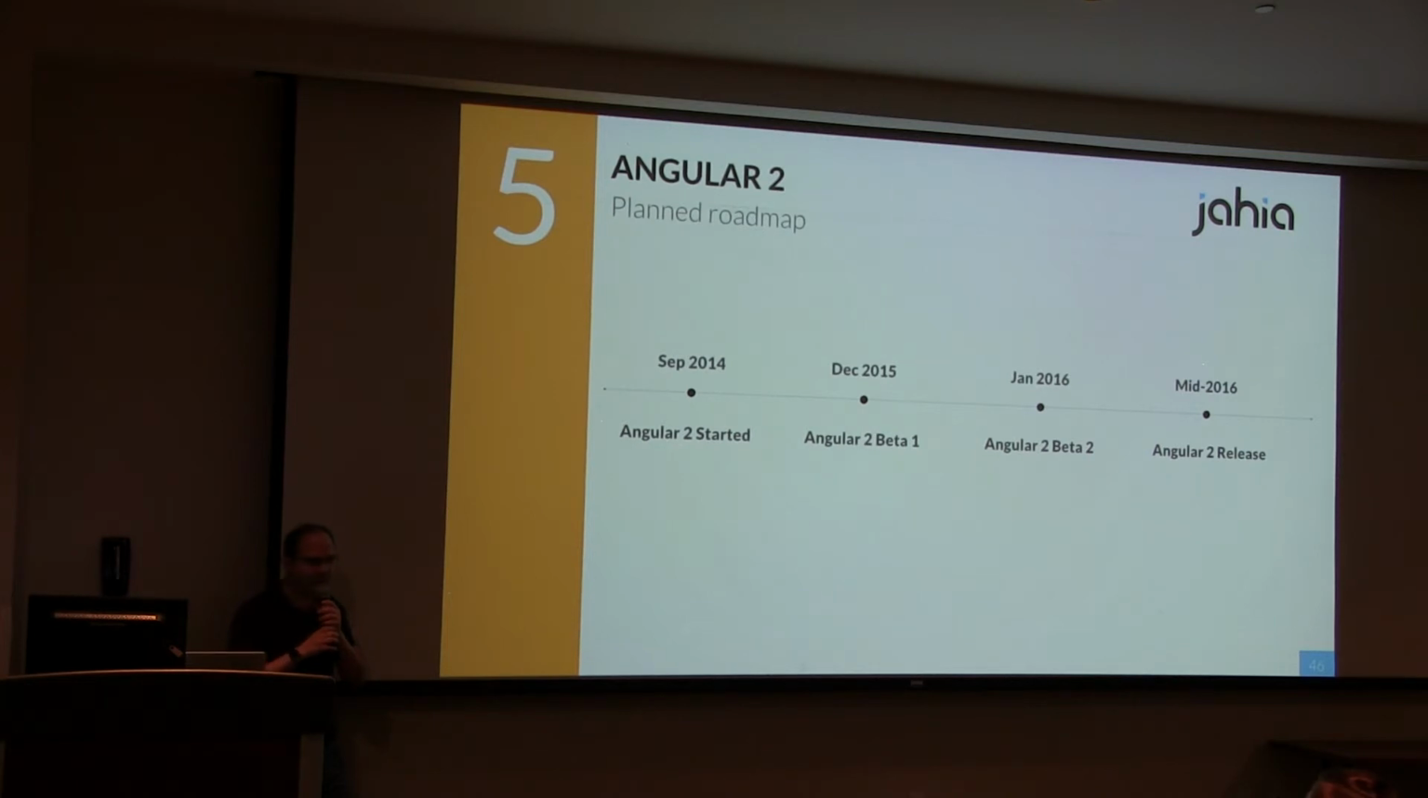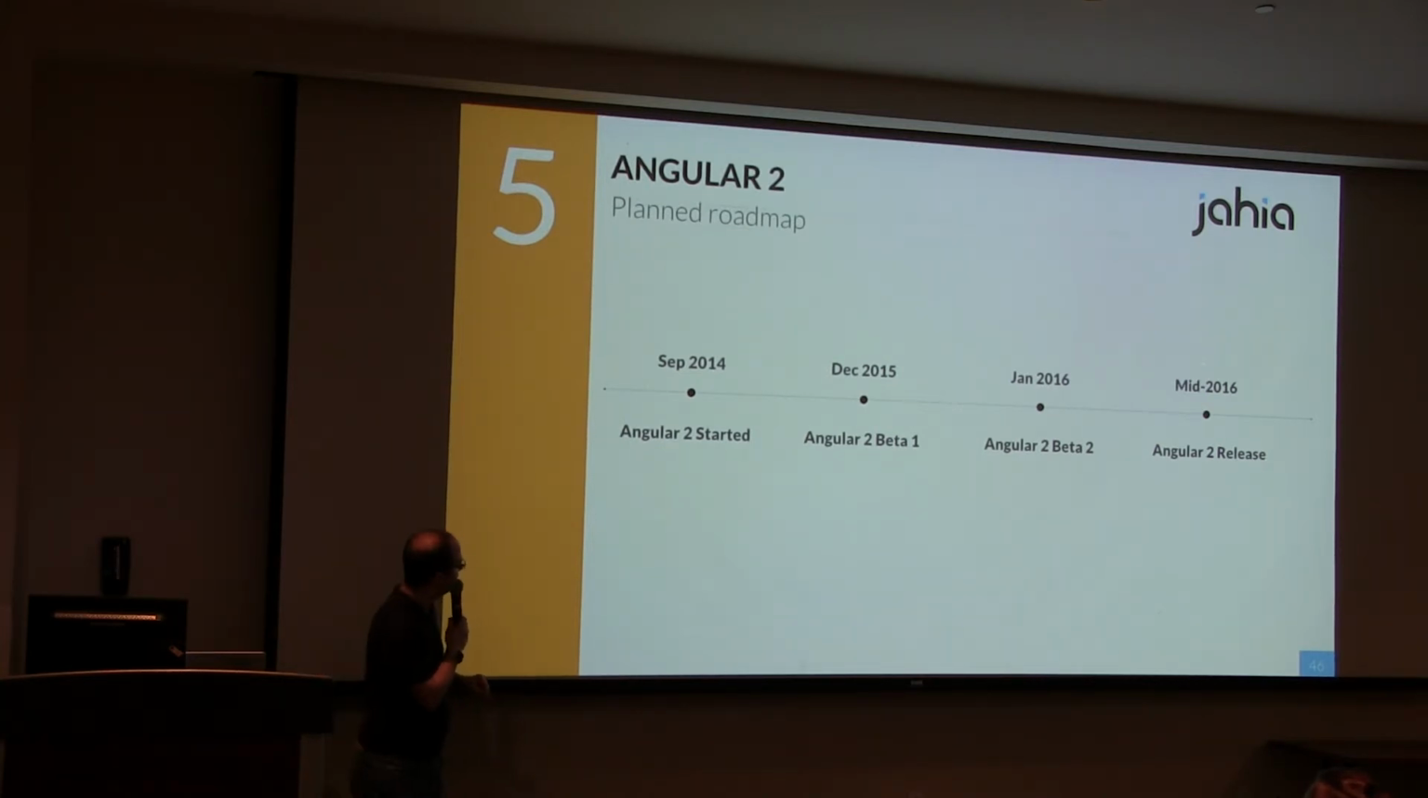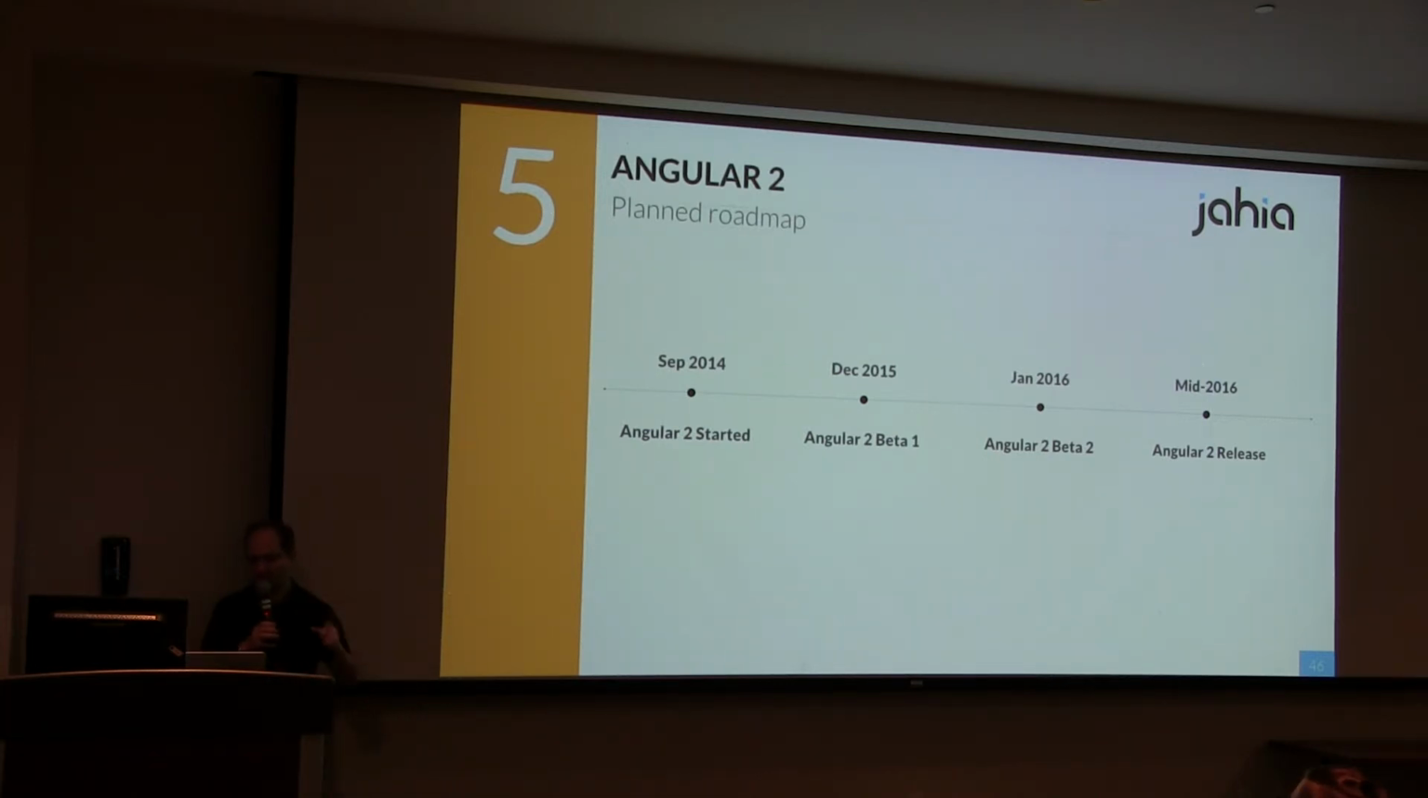In terms of roadmap, this was the hardest slide I had to put together, because the Angular team do not like to give out dates. And so this took actually research in the code base to find some of this information. So they started the project in September 2014. They released Beta 1 last December. They just released Beta 2 in January. And they're aiming for an Angular 2 release state in mid-2016, hoping they can get all the issues ironed out.